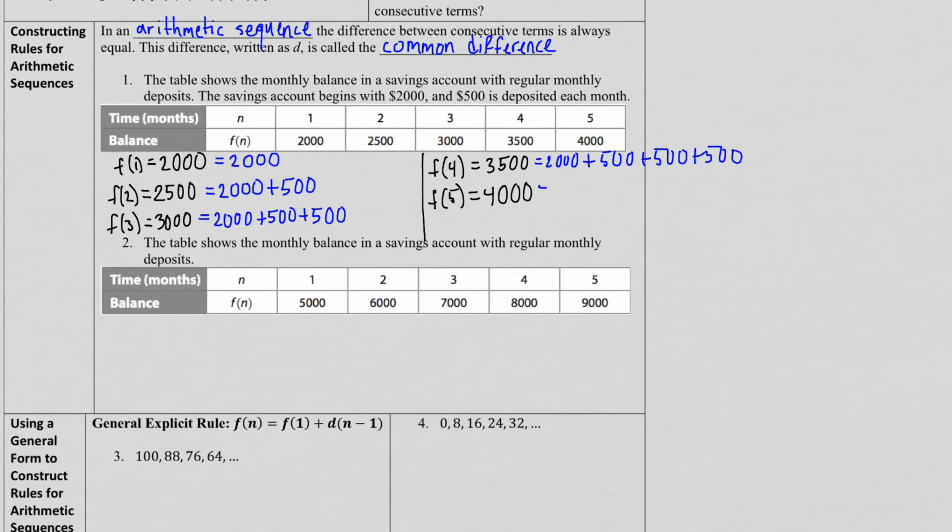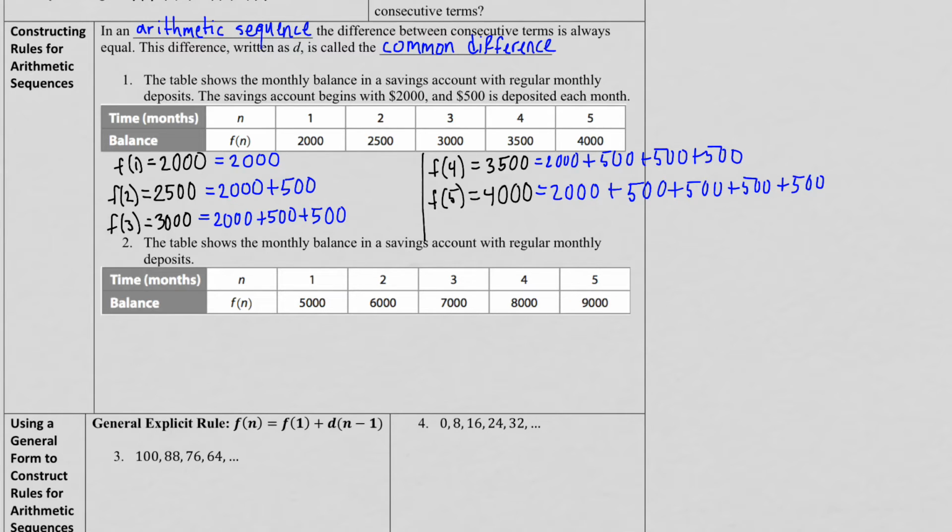So it's 2,000 plus how many 500s? 4 of them, right? Plus 500 plus 500 plus 500. There you go. 2,000 plus 500 plus 500 plus 500 plus 500. Okay, now what I want to do is look at them and see what's happening to see if I can come up with the rule. Okay, so we're going to clean it up to make it a little nicer to see.